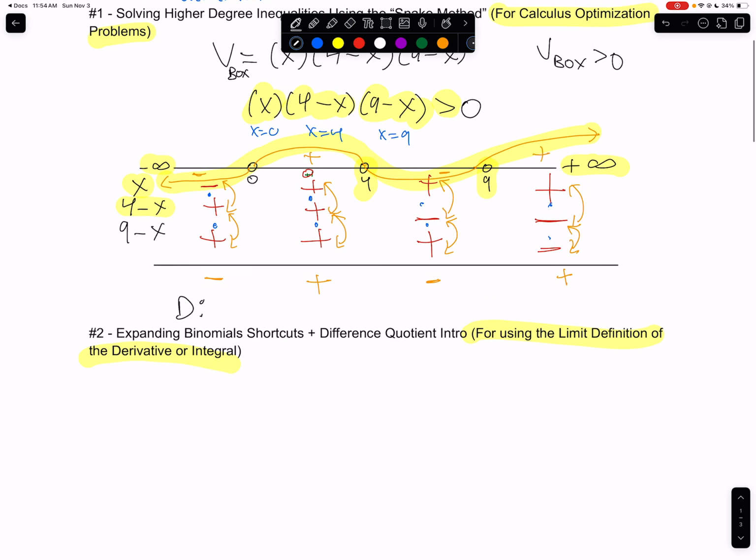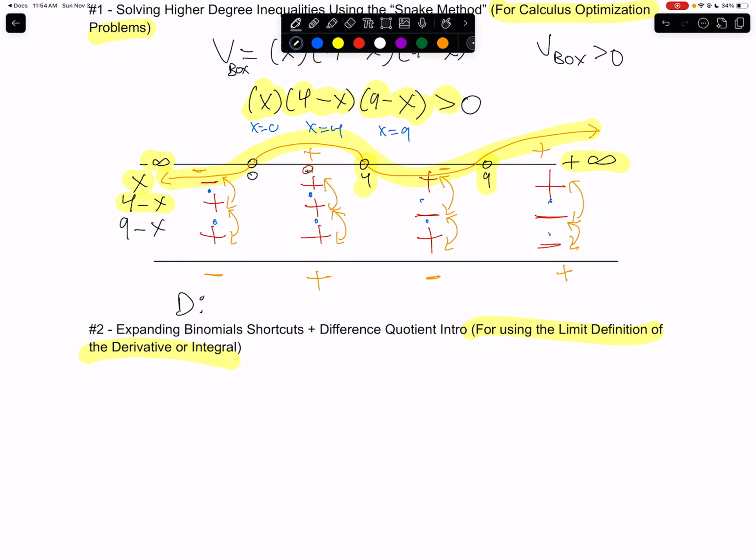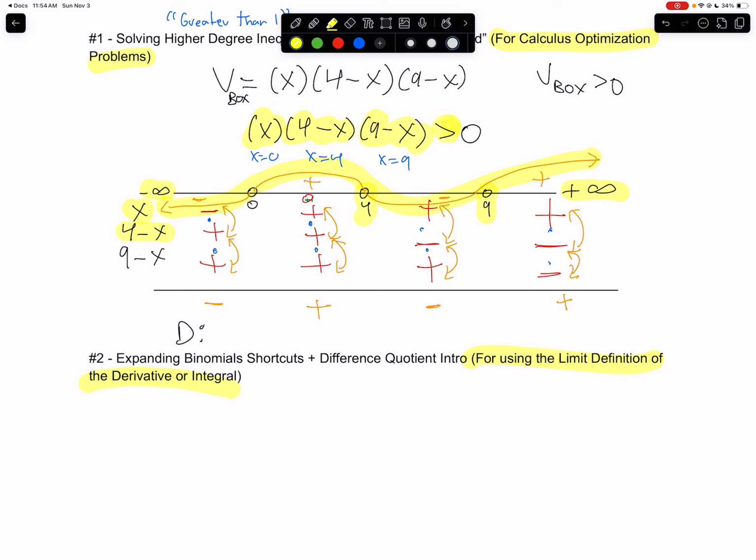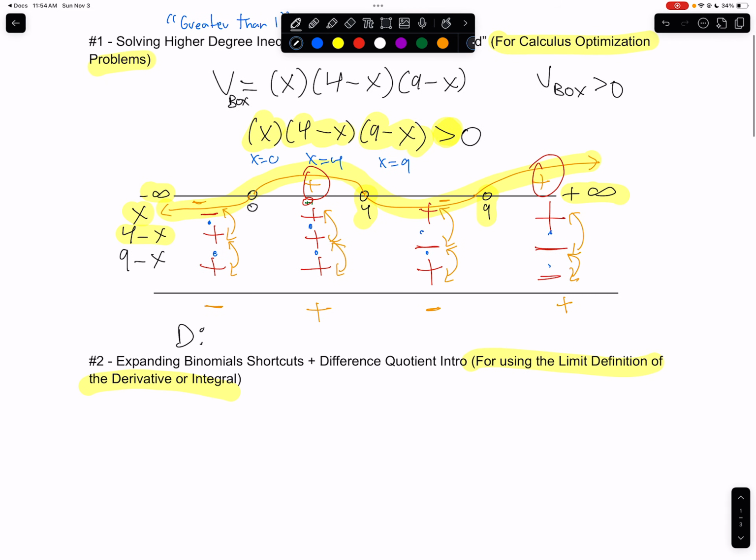So now the domain, we see that we want x to be greater than 0. So if we want x to be greater than 0, we want to be looking at the positives here. So then we would say that the domain is from 0 to 4, union 9 to infinity. And again, this is why open circles here mean regular parentheses, not brackets.